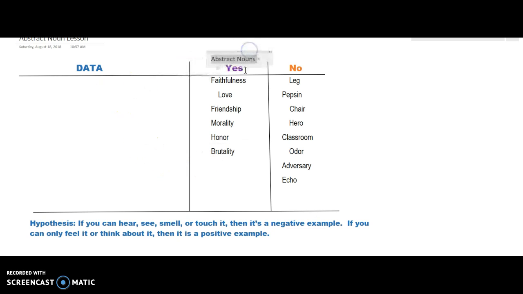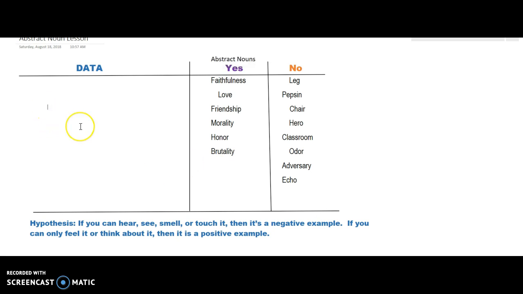Great. So abstract nouns is a part of speech. It's a type of noun. It's very different than your normal concrete nouns that exist in everyday life, right? They're part of our physical world. These are things that we can only really feel or think about. I love that y'all added that in your hypothesis.